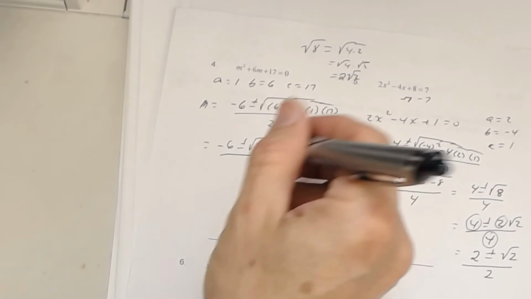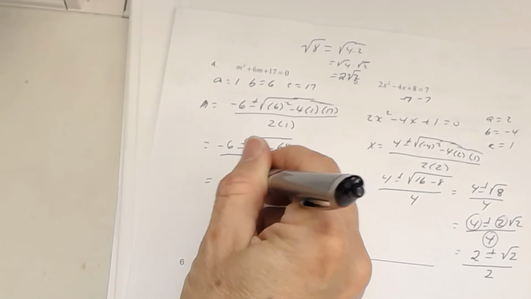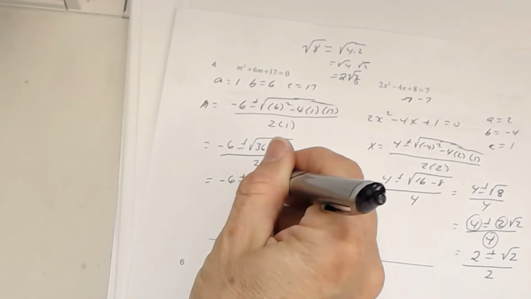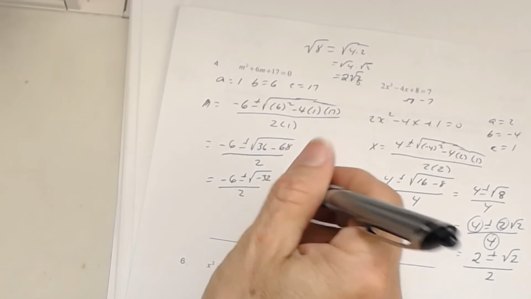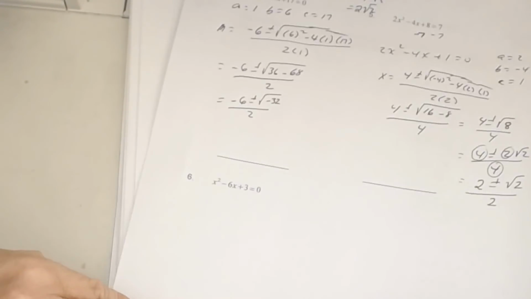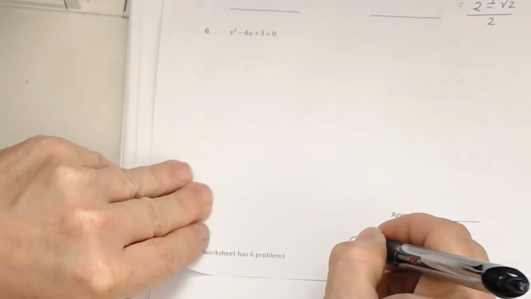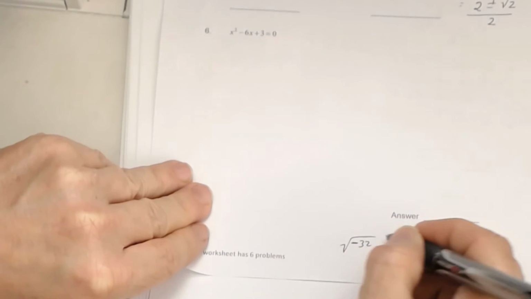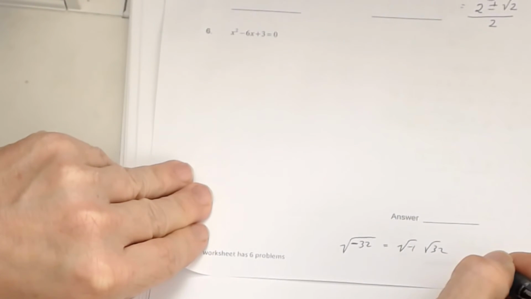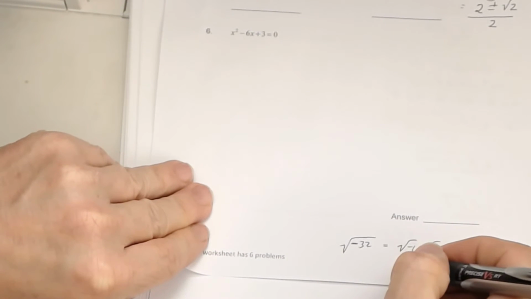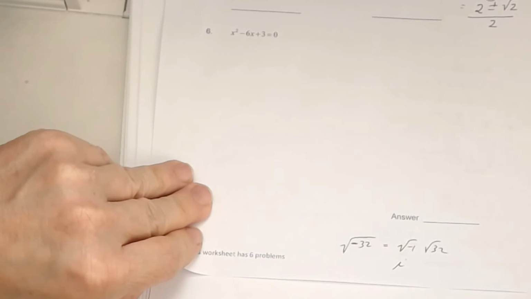What's 36 minus 68? 32, is that right? All over 2. All right, now let's simplify the square root of negative 32. So we'll go right here and do that down here. Square root of negative 32. So I agree that's going to be the square root of a negative 1 times the square root of 32? Square root of negative 1 is what? I. All right, now, is there a perfect square that goes into 32?